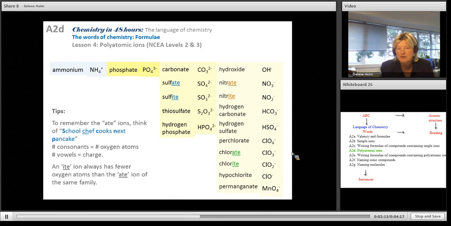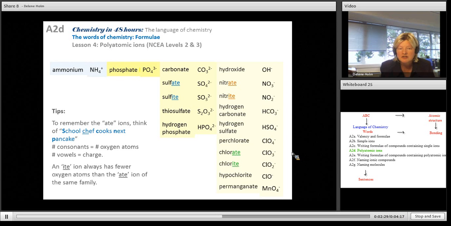is -2. Notice that the "-ite" always has one fewer oxygen, so sulfate is SO4 2-, sulfite is SO3 2-. The charge stays the same.